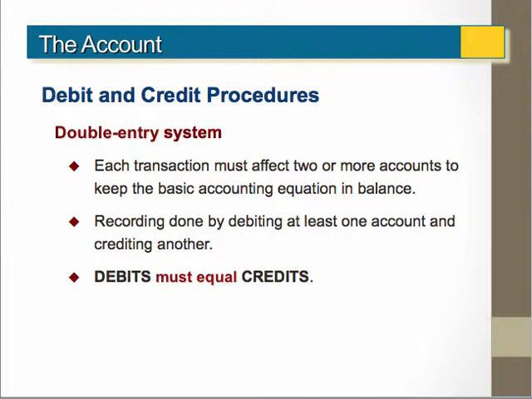So now what we're saying is that as we recognize the increases and decreases to the accounting equation, we're going to assign a debit or a credit. In other words, which side of the T account it will fall depending upon whether it's an asset, a liability, or stockholders' equity.